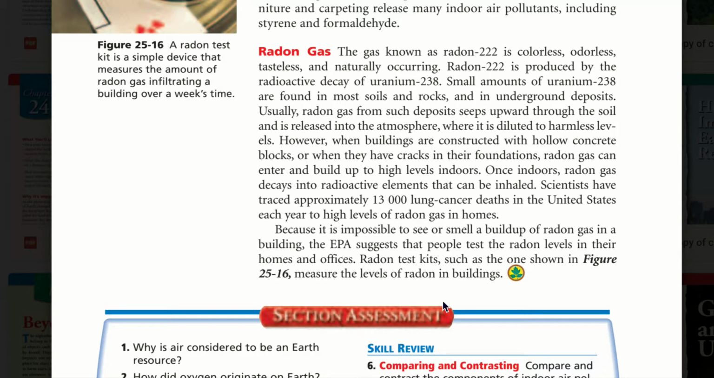Scientists have traced approximately 13,000 lung cancer deaths in the United States each year to high levels of radon gas in homes. Because it is impossible to see or smell a buildup of radon gas in a building, the EPA suggests that people test the radon levels in their homes and offices. Radon test kits, such as the one shown in Figure 25.16, measure the levels of radon in a building.